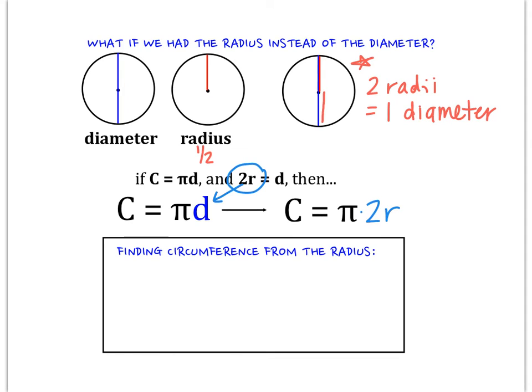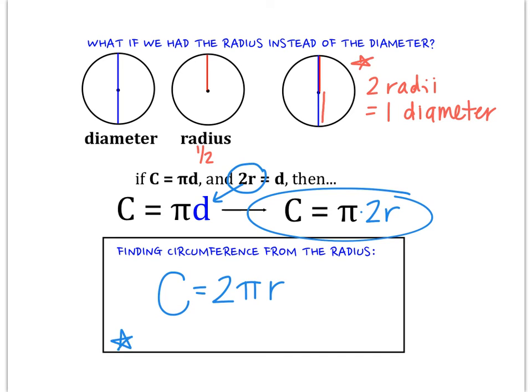But I don't know about you, that looks a little funky. In math, we're used to having numbers in front. So we're going to take this formula and just rearrange it a little bit for c equals 2 times pi times r. So it just looks a little bit fancier with that number in front instead of pi. And again, this comes from the fact that 1 diameter is 2 radius, or radii.